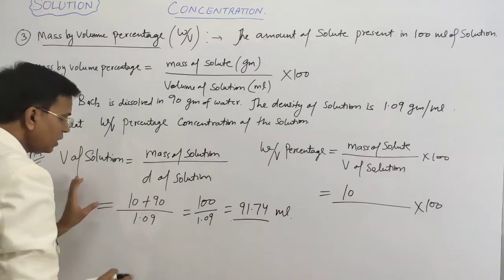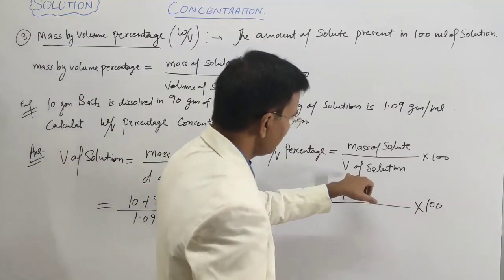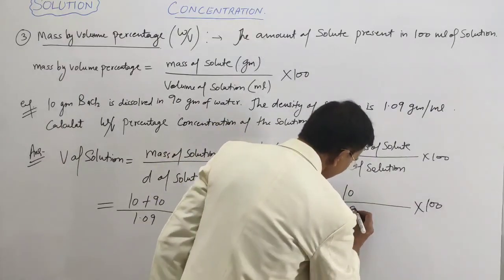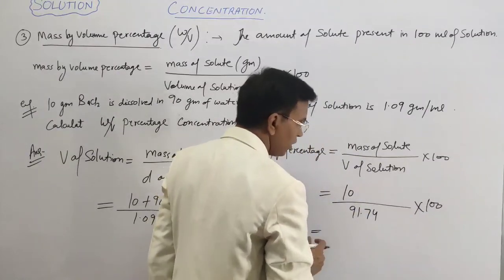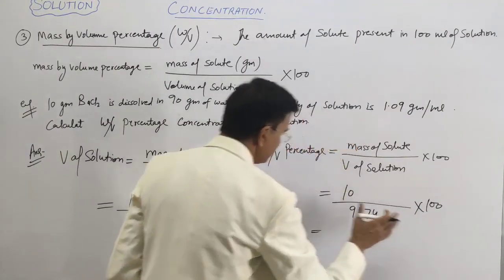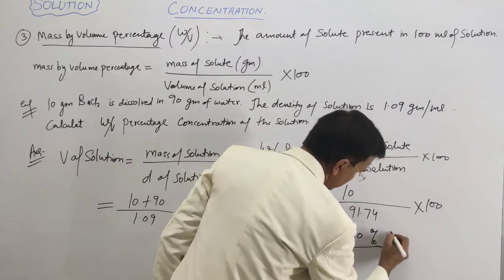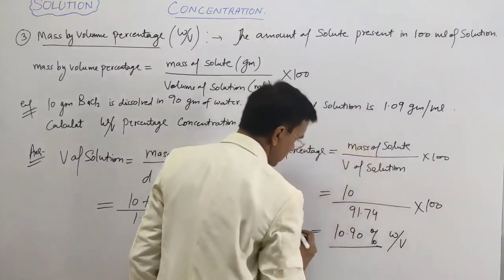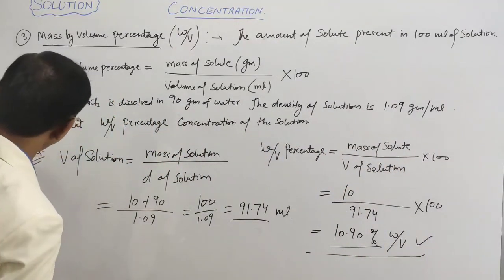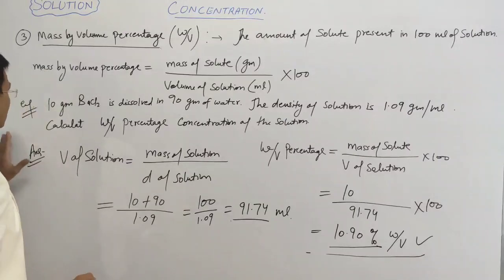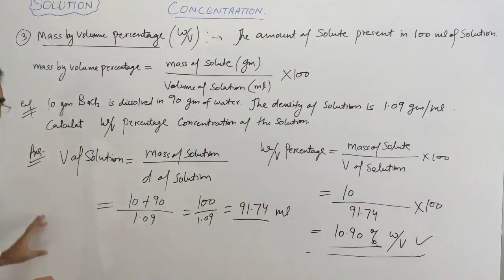So here the volume of solution we have calculated. So put it in the formula. Volume of solution is 91.74, right? Now if you calculate this, it will come to 10.90% weight by volume. So this will be the answer of the given question. Hope this concept has been clear to you. This has been the third type of concentration. Now move to the fourth type of concentration.